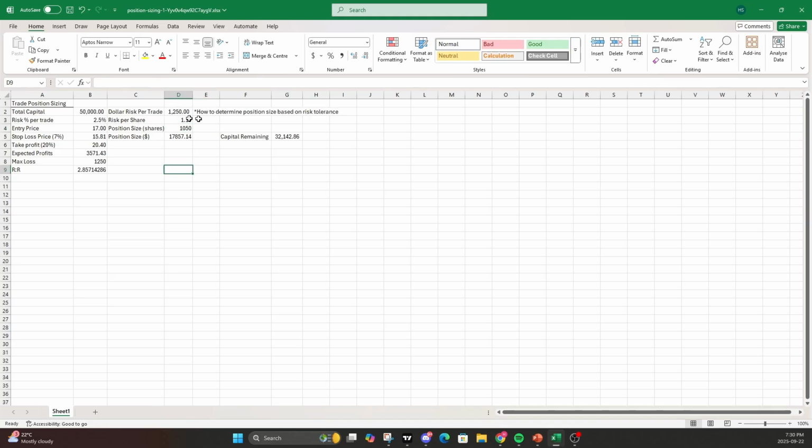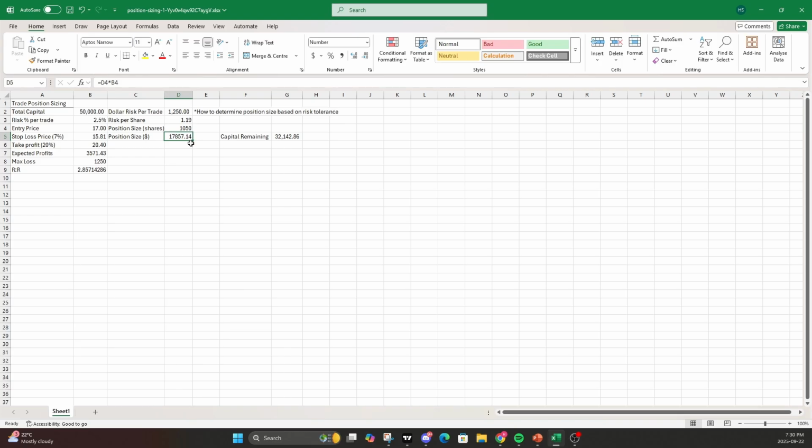So taking your dollar risk per trade and dividing it by your stop loss, it'll tell you that, okay, if you're buying this company at $17, you want to risk 2.5% of your equity at a 7% stop loss, then you should buy 1,050 shares, and then your position size would be $17,857 of your capital, right? Capital remaining would just be these two minus each other, and that's how much you have left. But $17,857 would be your position size, right? And that would be 1,050 shares. So that's just determining, pretty much looking at the risk on total equity and your stop loss, right?